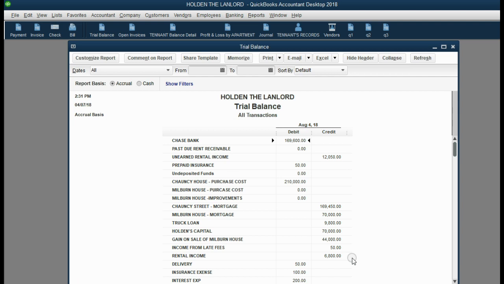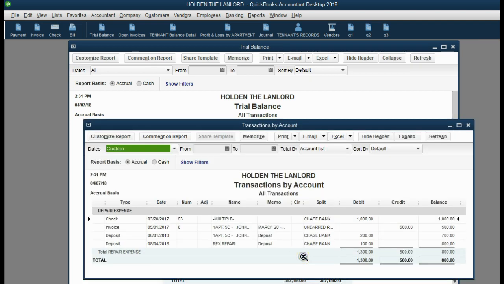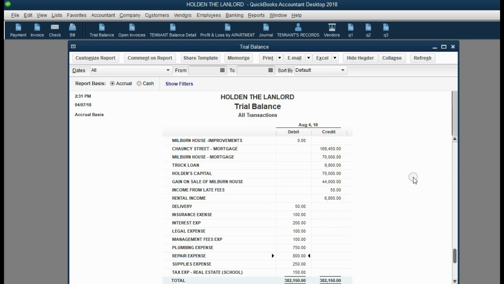Now, what about this? What about the repair expense? Well, repair expense went up to $800. As you can see, the $100 here that came from the deposit on August 4th increased the amount we spent on repairs. And that's the same thing for delivery, and that's how you record a situation where you're depositing the net amount of cash. Most importantly, you have to look at the tenant balance detail.